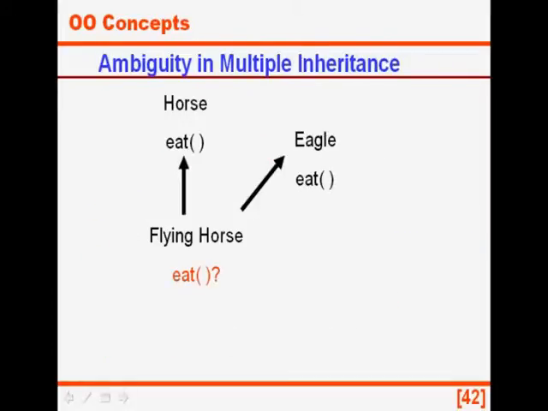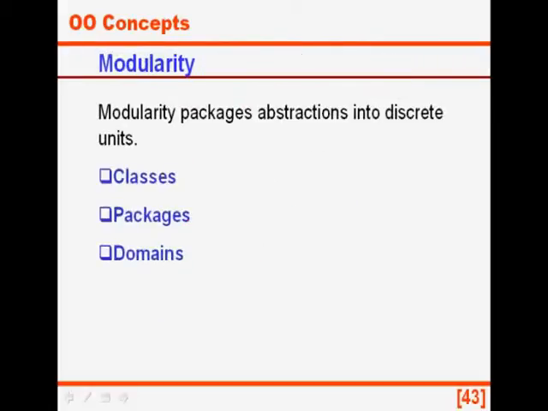Another problem with multiple inheritance is ambiguity of function calls. Our flying horse becomes hungry. It wants to eat. So should it eat like a horse or should it eat like an eagle? That is, should it eat grass and oats, or should it hunt rabbits and do something else? This ambiguity has different solutions, but all of them lead to further complications in the maintenance of the code.